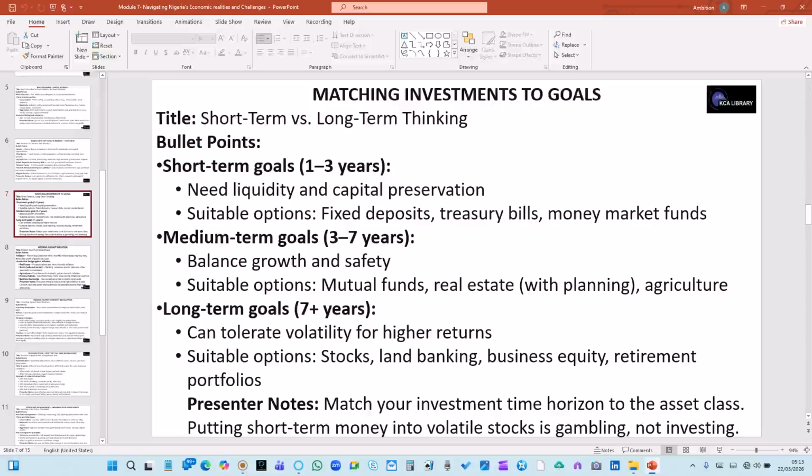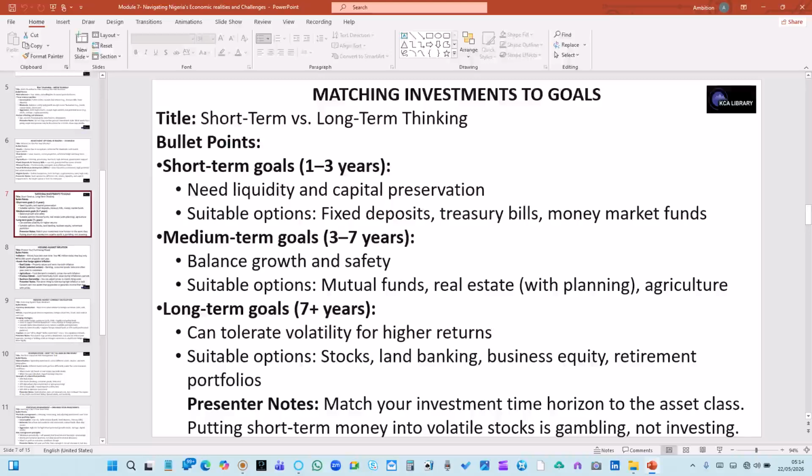Let us now look at matching investment to your goals, titled Short-Term versus Long-Term Thinking. Now, we have short-term goal, which ranges between 1 to 3 years. This type of goal needs liquidity and capital preservation, and suitable options include fixed deposit, treasury bill, and money market fund.